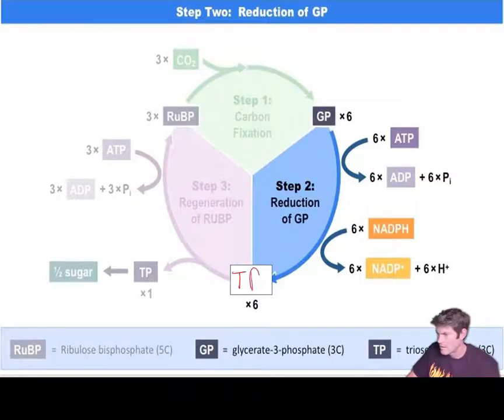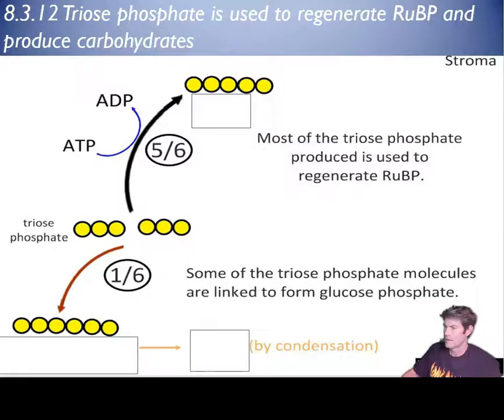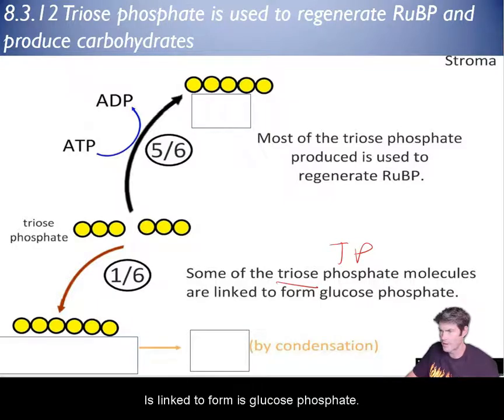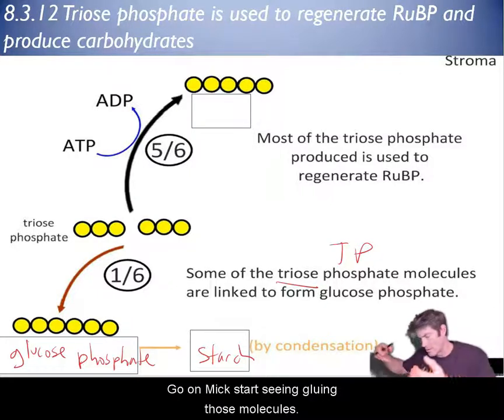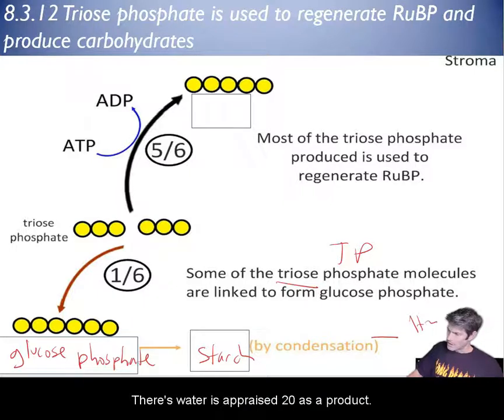We see that right here. And this is where we're about ready to make a little bit of sugar. So that's what happens here. Some of that TP is linked to form this glucose phosphate. And that then can go on to make starch, you know, gluing or connecting those molecules. Remember, condensation reaction, there's water, H2O, as a product.